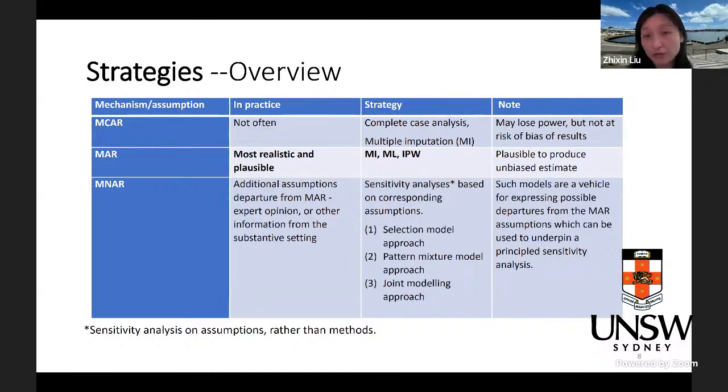When we choose to conduct sensitivity analysis based on this assumption, when we make more assumptions, we need to pay attention. You usually choose one of the three paths to go, rather than use three different models. So sensitivity means different assumptions, not different methods. For the time today, I will focus on missing at random. Missing not at random is another large area; I'll give you an overview, but we won't go further on this assumption.